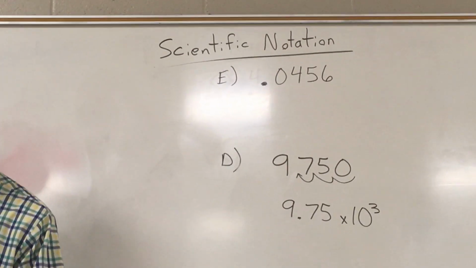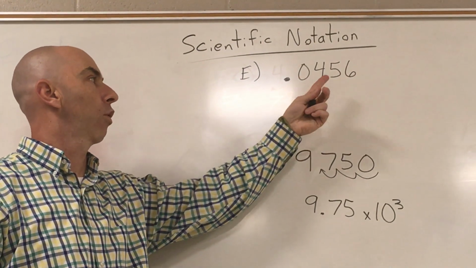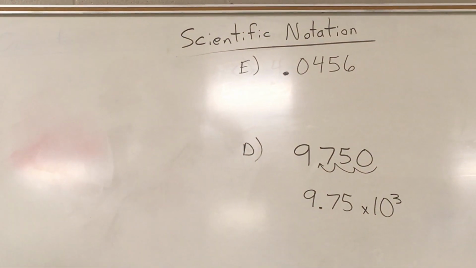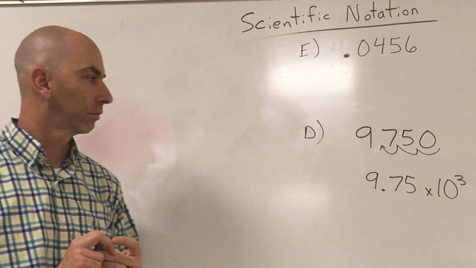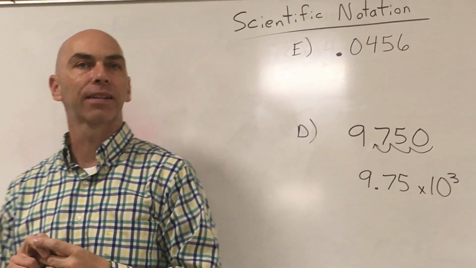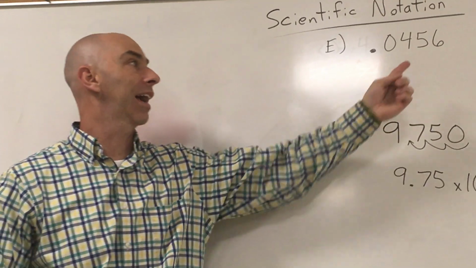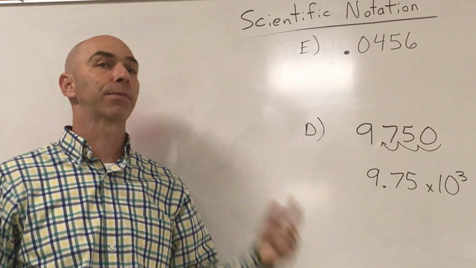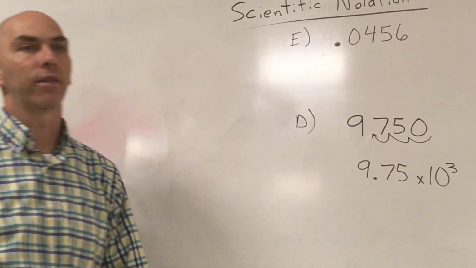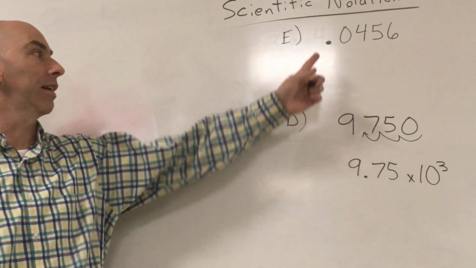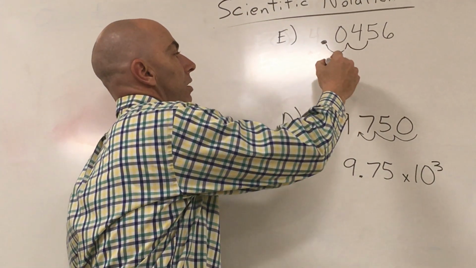Okay, last exhibit here. E. Decimal 0, 4, 5, 6. We need to put this in scientific notation. Where does the decimal need to be between? The 4 and the 5, because the first number has to be 1 through 9. Can't be a 0. So we need the decimal to be here, between 4 and 5. And right now it's here. So how many places do I need to move it to get it where I need it? 1, 2.